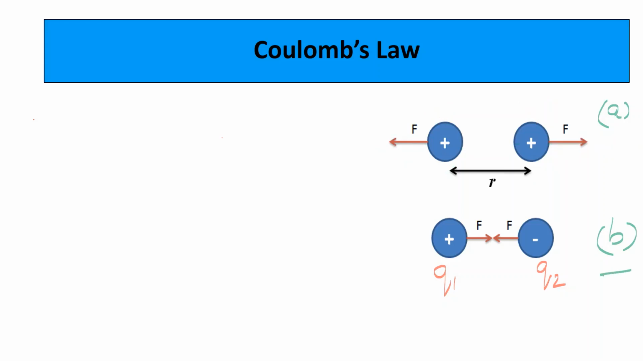In diagram B, Q1 is positive and Q2 is negative. They are unlike charges. You know that unlike charges attract each other. This force is attractive in nature. Like charges is repulsive and unlike charges it is attractive. Coulomb's law gives you an expression for this force F.